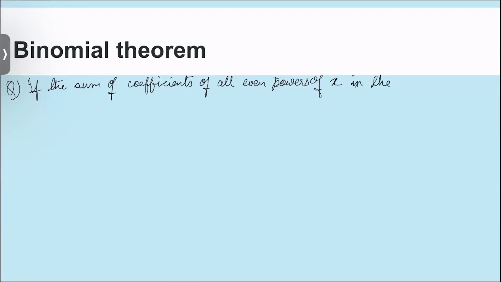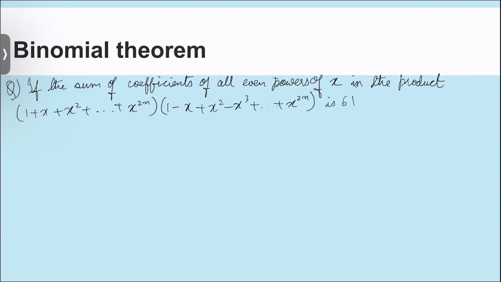in the product 1 plus x squared plus x raised to 2n, and we have 1 minus x plus x squared minus x cubed plus maybe up to x raised to 2n is 61. What is the value of n? Okay, suppose this is what we are asked.